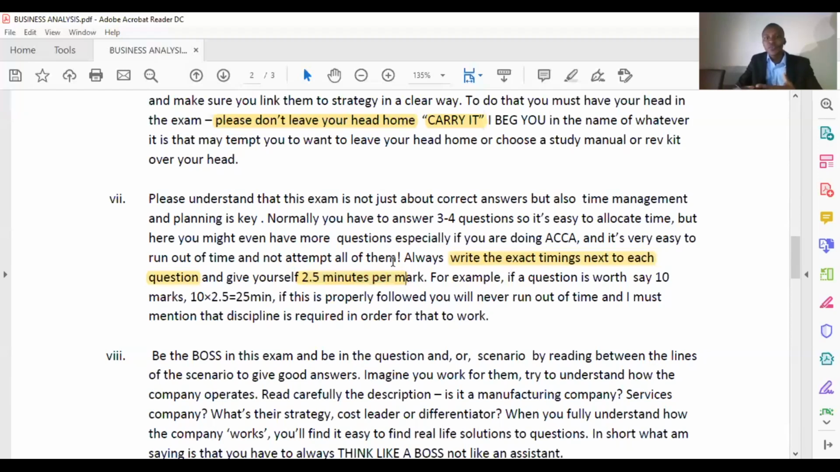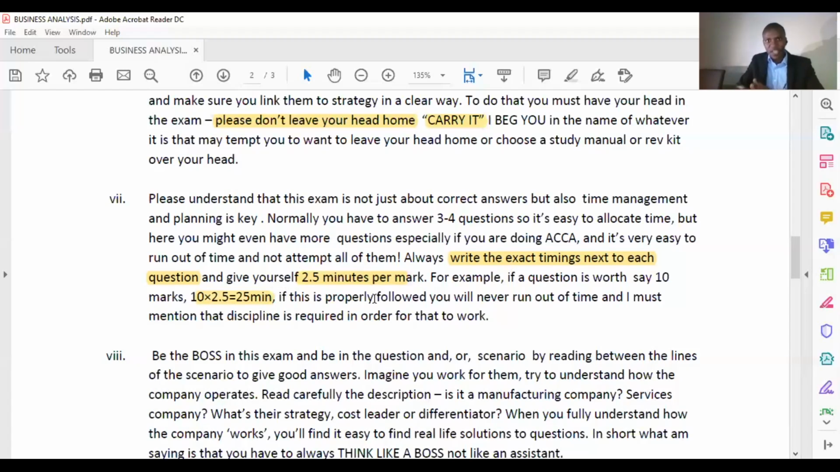Take, for example, if a question is worth 10 marks, simply multiply 10 by 2.5, which gives you about 25 minutes. And that should help you if it is properly followed. You will never run out of time. And I must mention that for you to be able to do that, you require discipline. If you are disciplined in this exam, you don't panic, you don't rush, you should be able to pass. You don't need miracles to pass this exam.